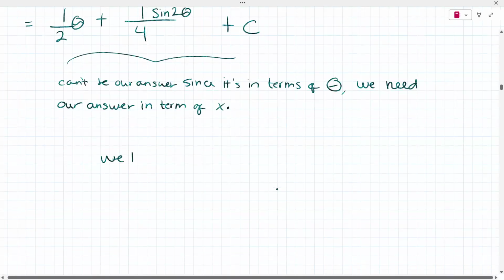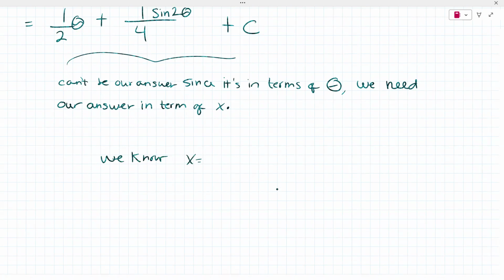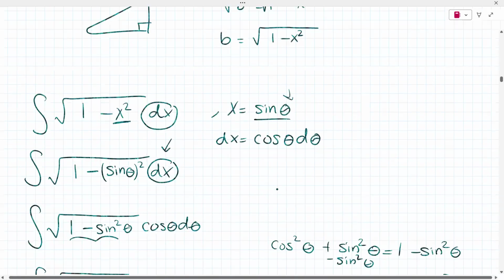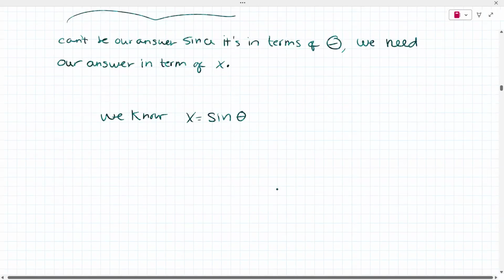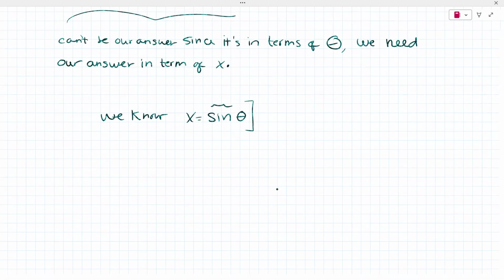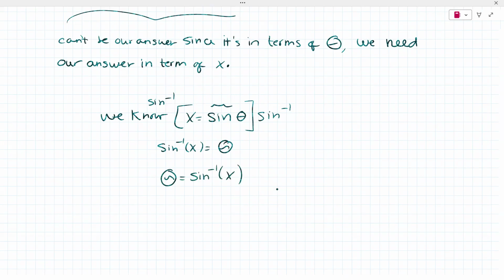We know that x equals sine theta, right? From the very beginning, x equals sine theta. So we need it in terms of theta. How do I get theta by itself? Well, I could get rid of this sine by applying sin inverse to both sides. On the left side, it's going to be sin inverse of x. And on the right, sin inverse of sine is theta. So theta could also be expressed as sin inverse of x. Good.